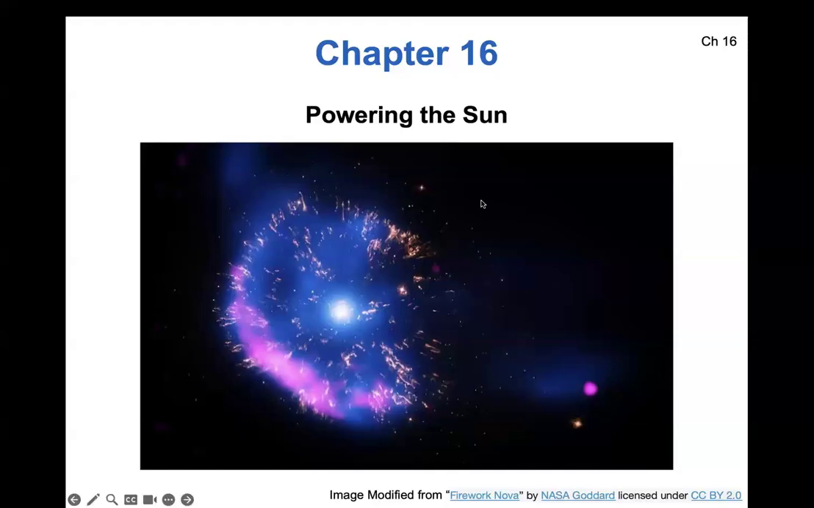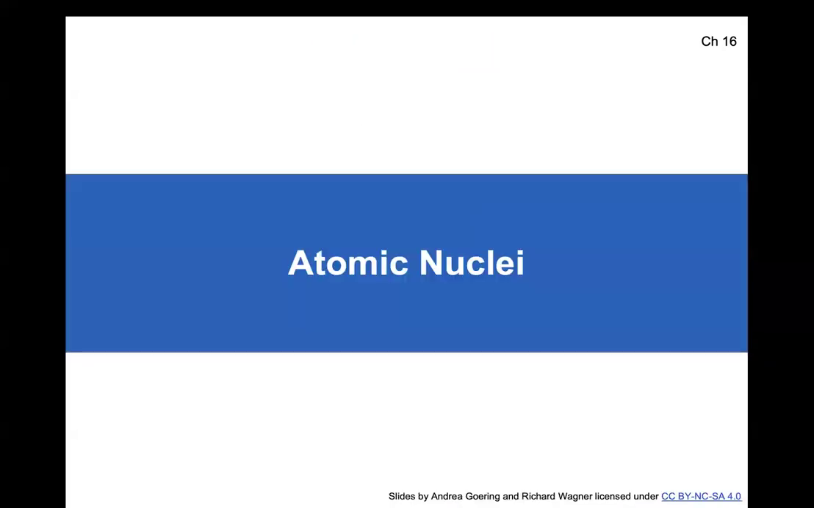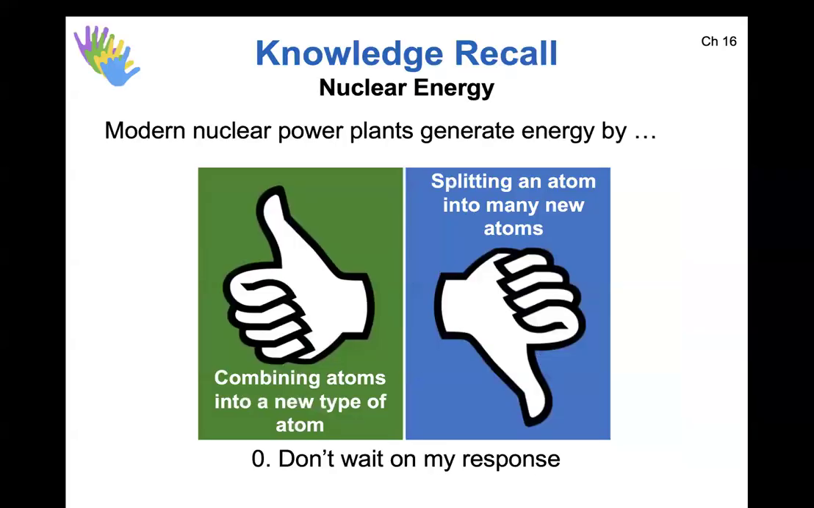All right, so beginning our lecture on chapter 16, the second chapter on the sun. This one's all about powering the sun. How does the sun glow? Well, it has to do with atoms and atomic nuclei, as you've probably picked up on.